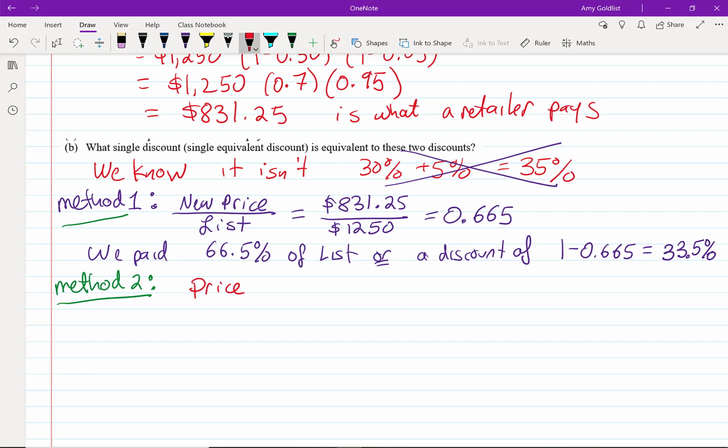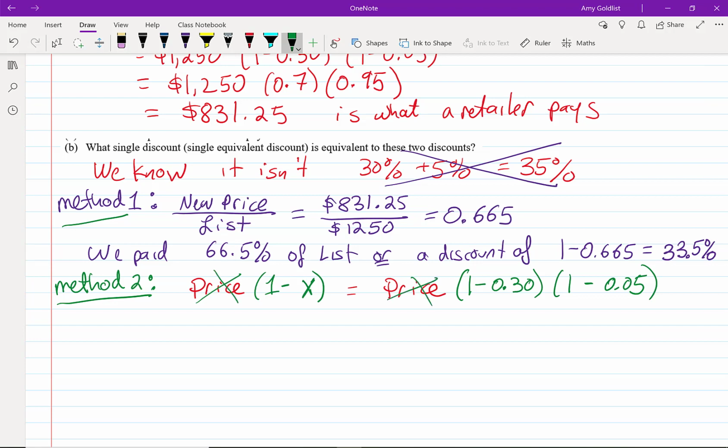I'm going to take the price and put it on both sides of my equation. Then I'm going to use a different color and you'll see why. Price times 1 minus our discount. I'm going to call our single discount X because X often stands for unknown. It's the same as price times 1 minus 0.30, times 1 minus 0.05. Let's just erase that. Because we have price on both sides and our price is non-zero, we can just cancel those numbers out.